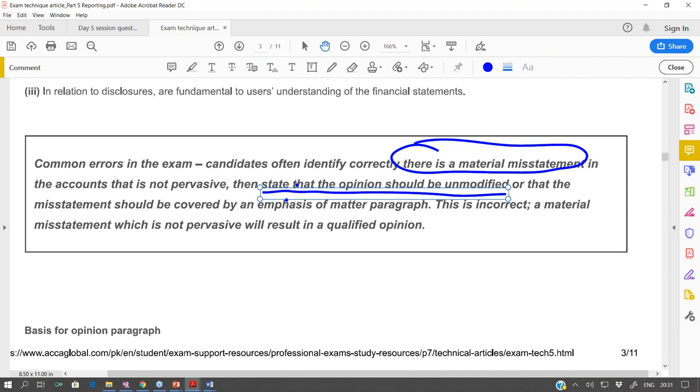Then the examiner says or that the misstatement should be covered by an emphasis of matter paragraph. Can a misstatement be covered in an emphasis of matter paragraph? Do you agree? This is incorrect. A material misstatement which is not pervasive will result in a qualified opinion.